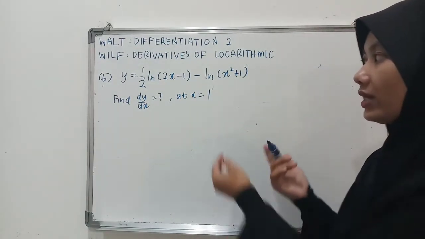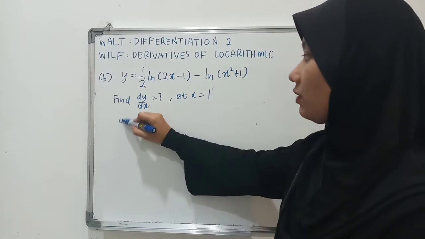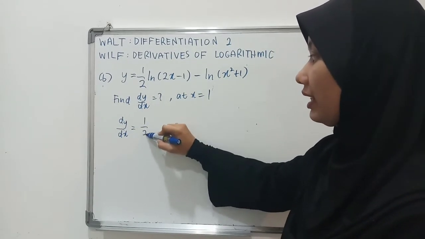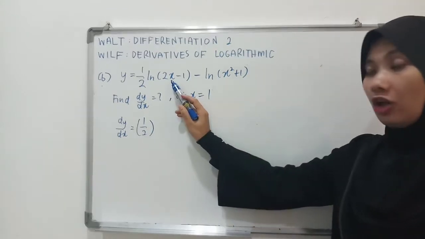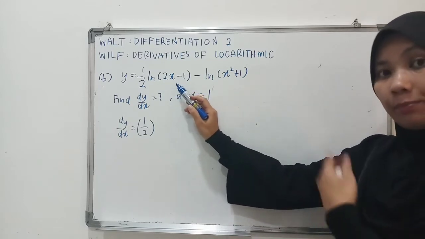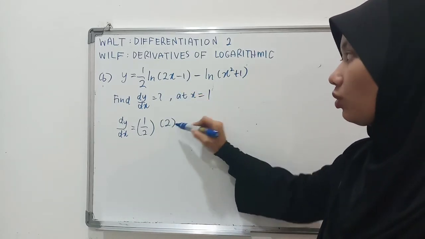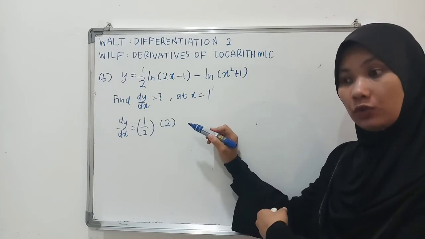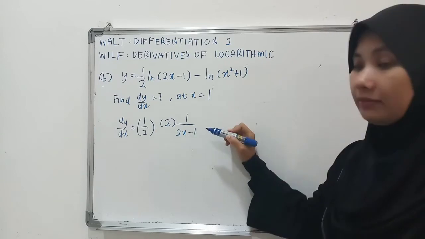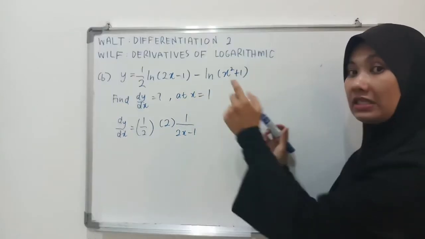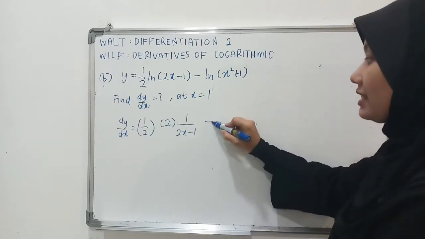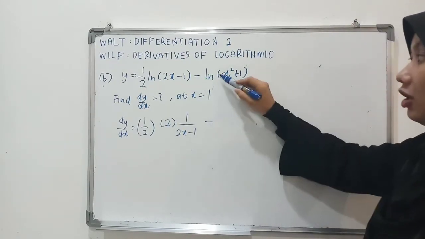So it's quite easy to differentiate that, right? So find dy dx now. Dy dx equals to 1 over 2, maintain in front. How do we differentiate ln 2x minus 1? Differentiate 2x minus 1, put in front. That is just 2. Next step, what should you do? Take 1 over 2x minus 1. Settle. First term done. Okay, second one, minus. Copy, minus ln x square plus 1.